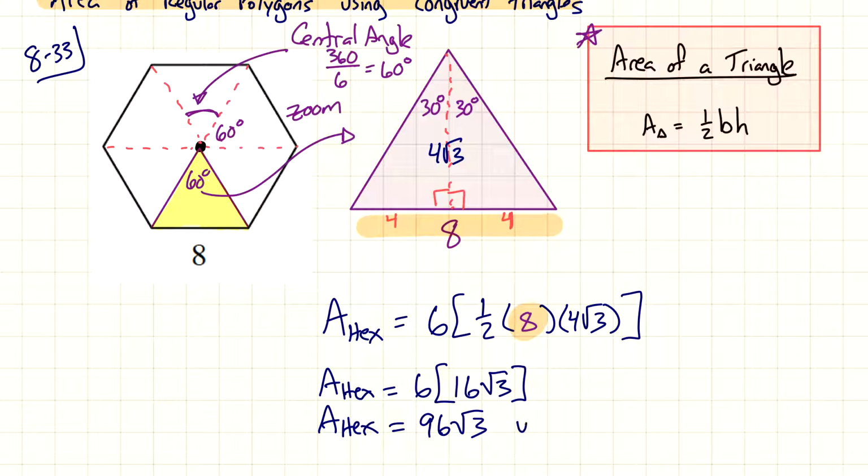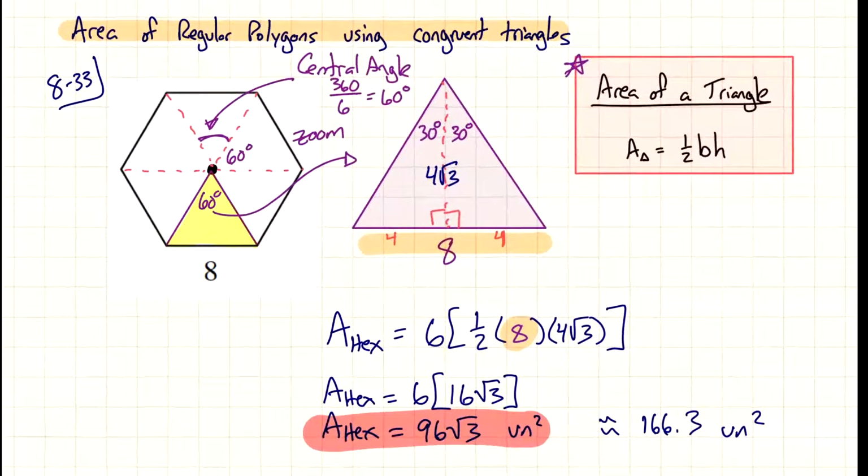Right? And these are going to be square units. All right, so there's our area of the hexagon. If you put that into a calculator, this is approximately equal to 166.3 units squared. All right, so that's pretty much what we're looking to do.